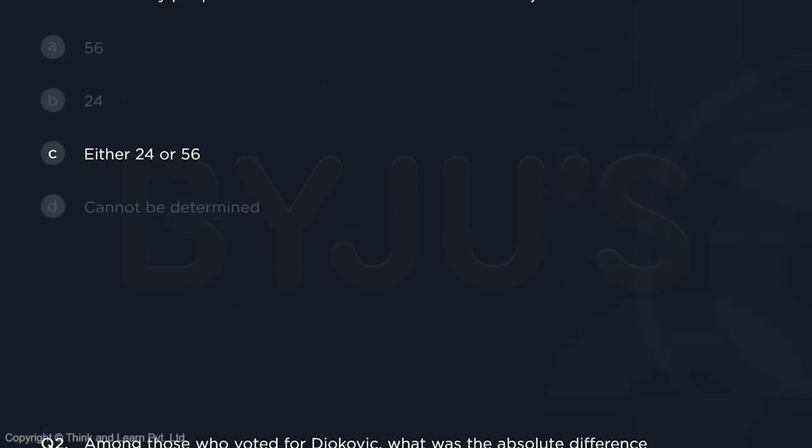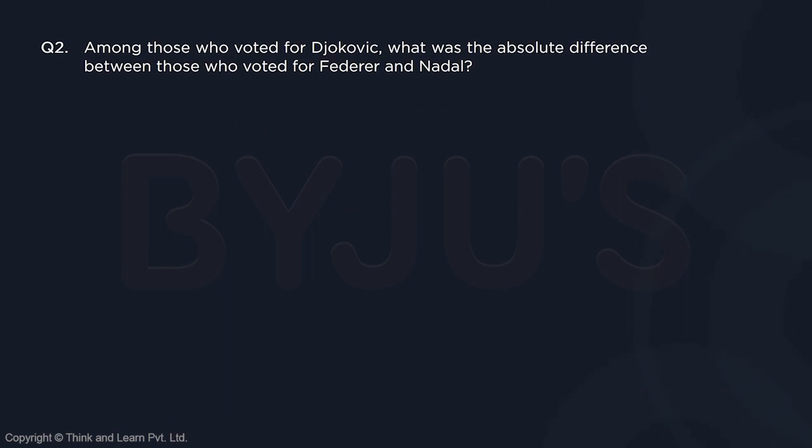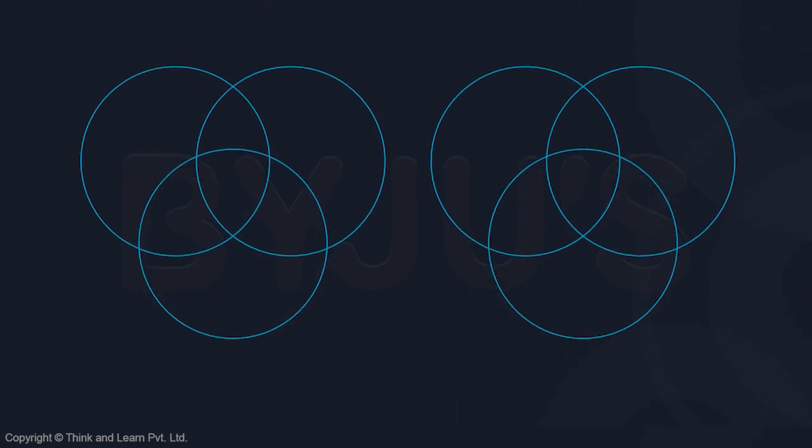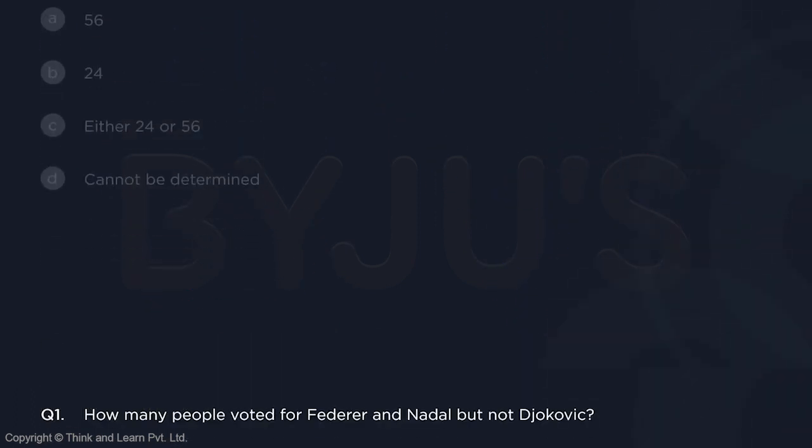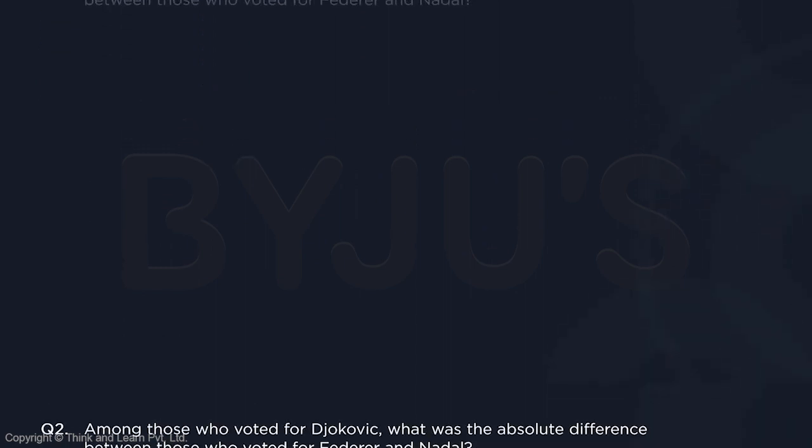Okay. Next question. Among those who voted for Djokovic, what was the absolute difference between those who voted for Federer and Nadal? So basically, we are looking at Djokovic plus Federer and Djokovic plus Nadal, the difference between these two. Djokovic plus Federer is 59, and Djokovic plus Nadal is 47. In whichever case you take, the numbers are different, but the difference is exactly 12 in both. Basically, B minus C is 12. So the answer for this question is 12.